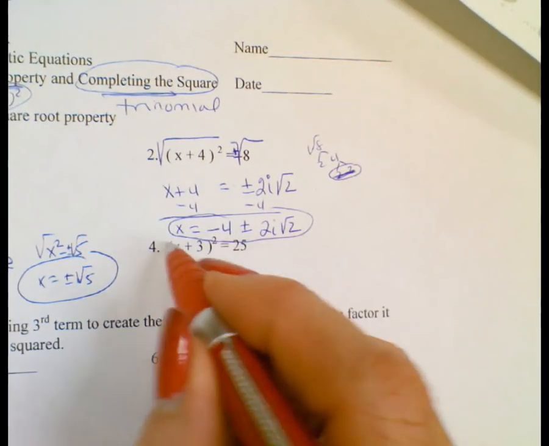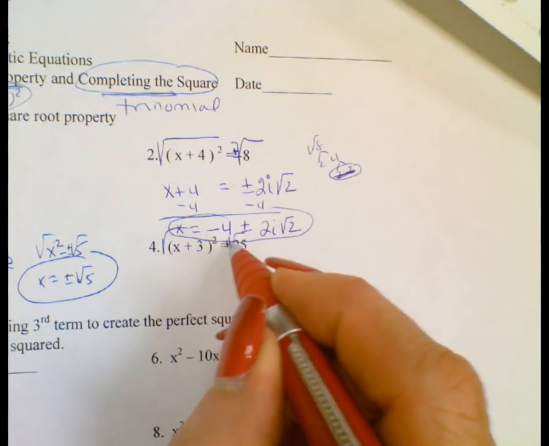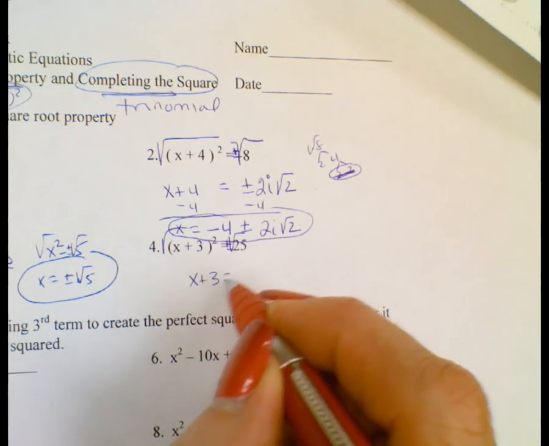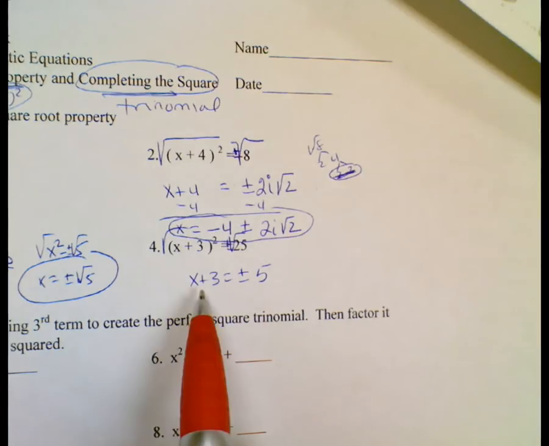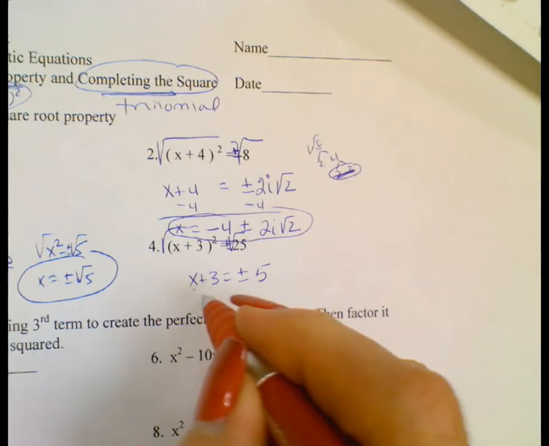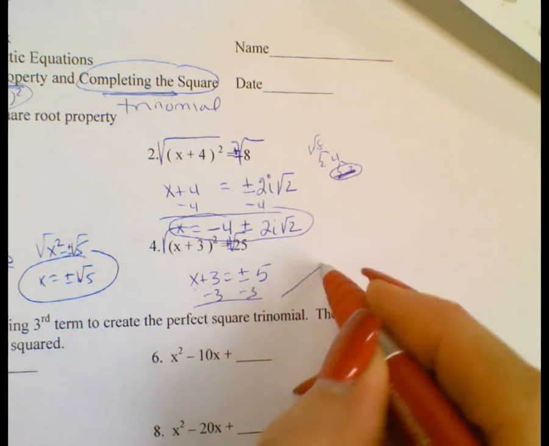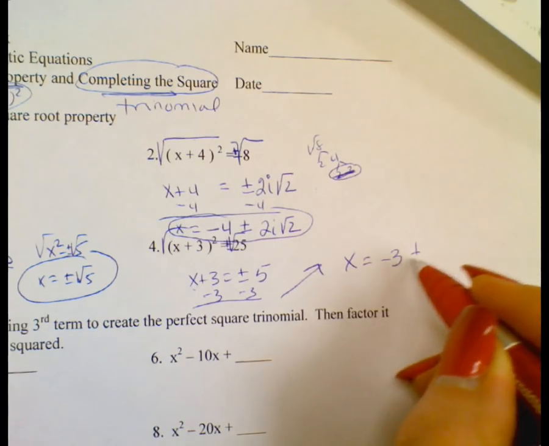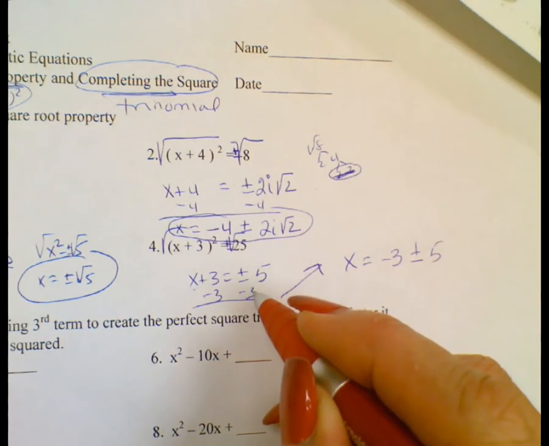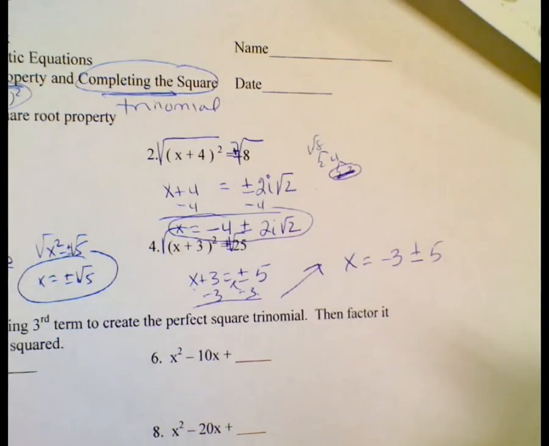So the next one, to get rid of a square, we're going to square root both sides, put a plus minus, and you get x plus 3 equals plus or minus 5. But we're not done yet because x is still not by itself. Your whole goal is solving for x. So we're going to subtract 3. And where does that go? I like it in front of the plus minus. So put this negative 3 in front of the plus minus.